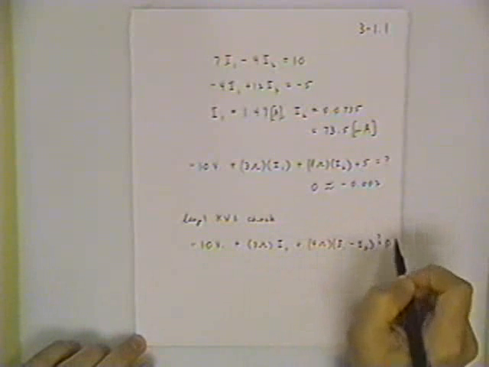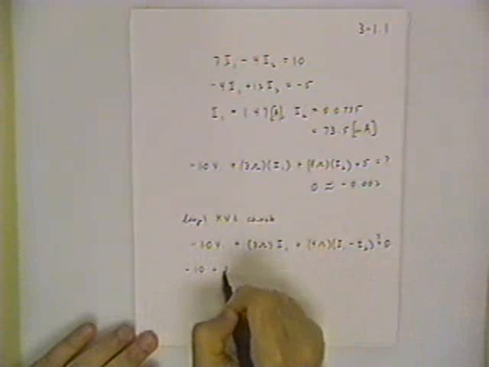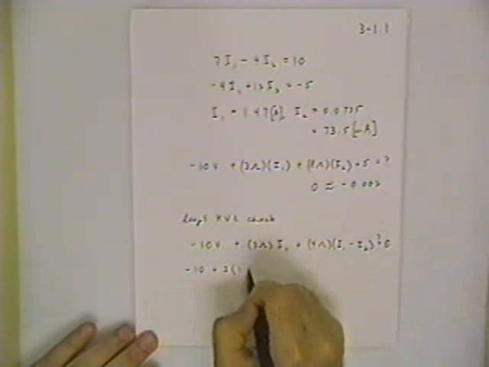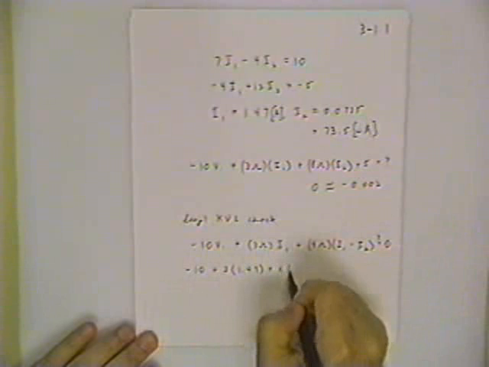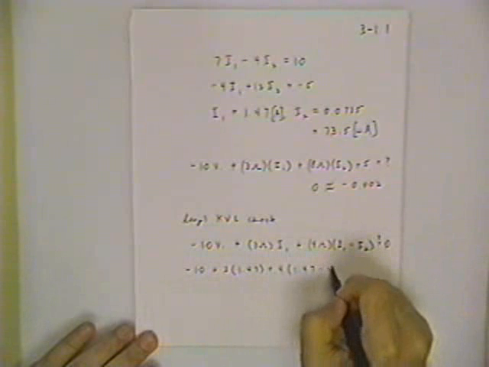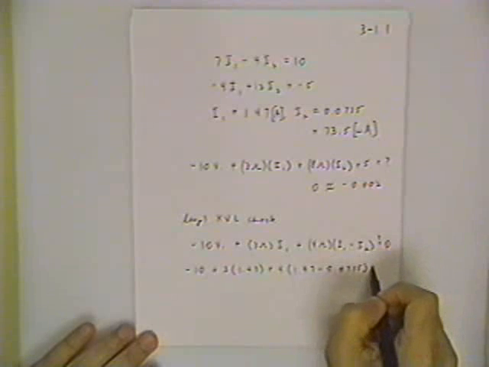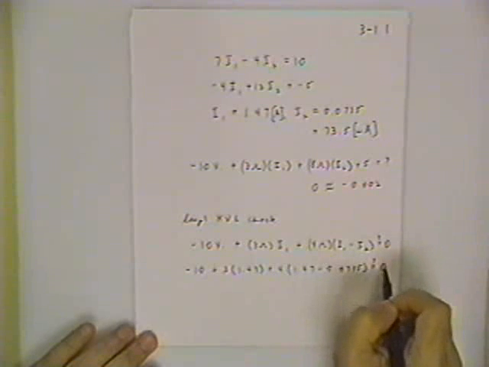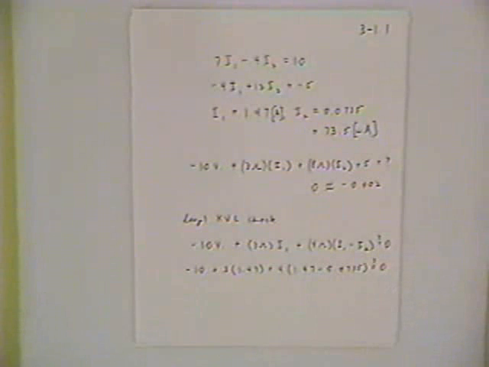Now we want to check and see what that value is, putting in the numbers: minus 10 plus 3 times 1.47 plus 4 times (1.47 minus 0.0735). And you should check and confirm that that's equal to approximately 0.